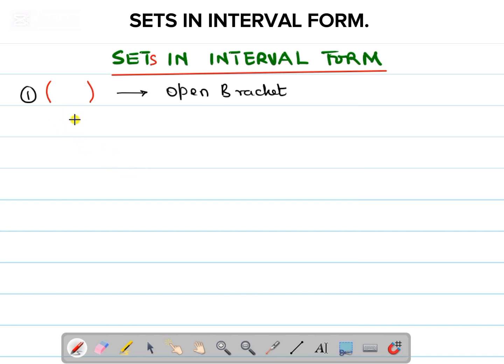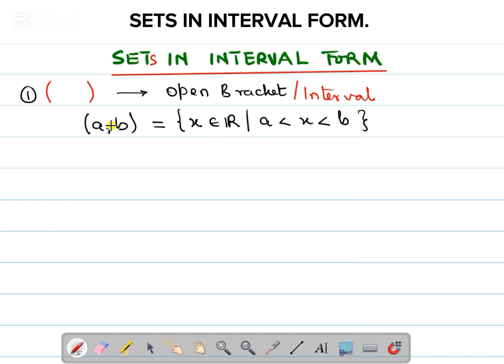So we have what we call the open interval, which you can also call open bracket. And what does that mean? Let's define it. If I have (a, b), that's equal to the set of all x in the set of real numbers such that a is less than x and x is less than b. The open interval implies that you're looking for all the real numbers between a and b, with the exception of a itself and b itself.